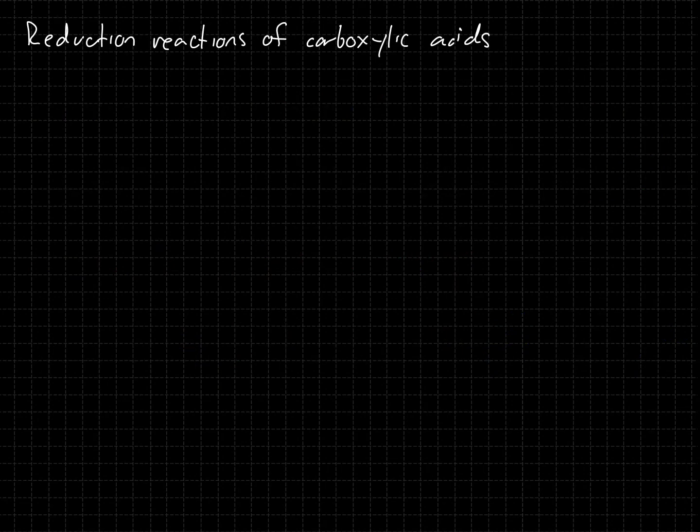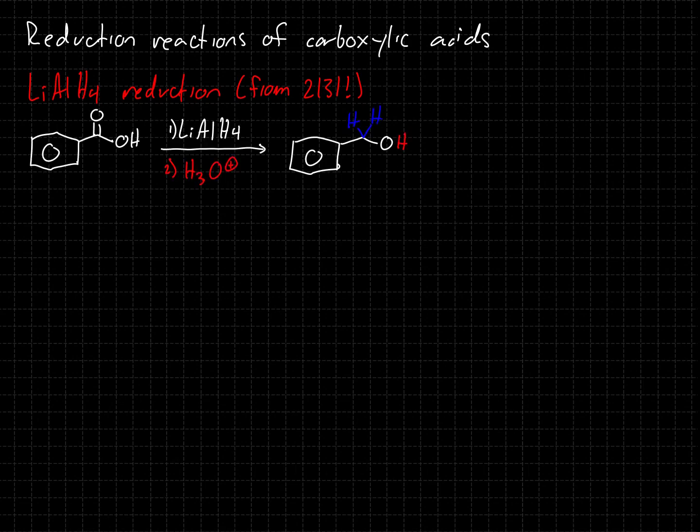Shifting gears a little bit, let's talk about some of the reactions of carboxylic acids that we've seen before, specifically the reductions. Back in Chem 2131, we covered the lithium aluminum hydride reduction of carboxylic acids, which produces primary alcohols. One thing that we did not cover in Chem 2131 is the mechanism of this reaction, so let's talk a little bit about that now.